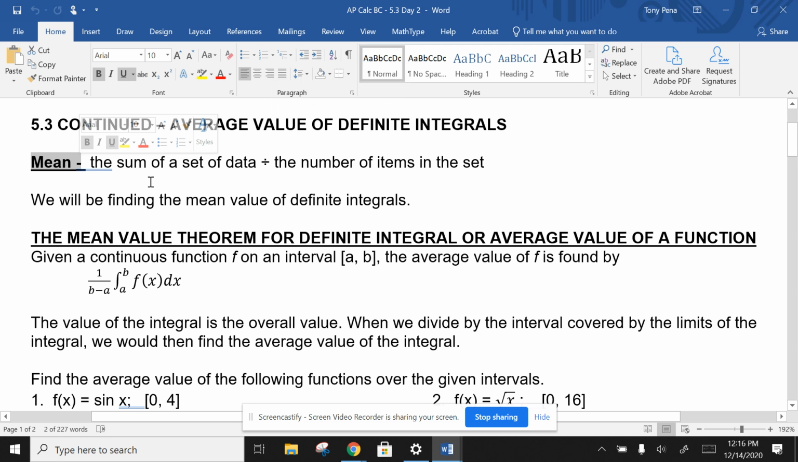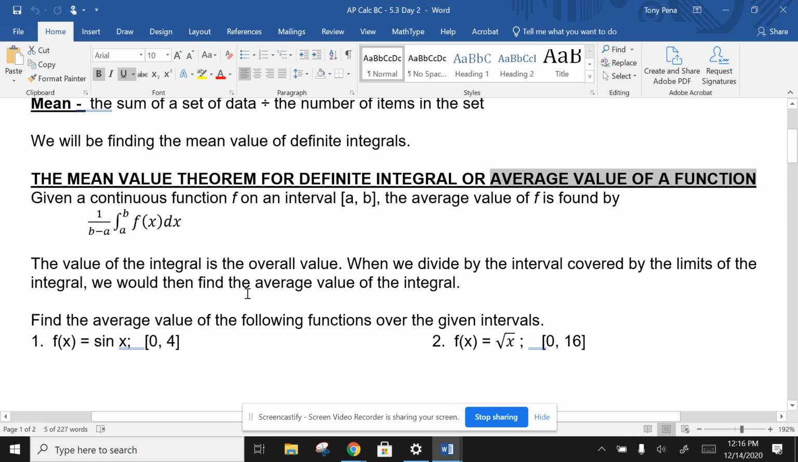So the word mean basically is your average. Typically what that means is you're going to add up all of your numbers in your data set and then divide them by the number of items in that set. Okay, old idea. This is actually somewhat similar. What we're going to be finding is the mean value theorem of a definite integral, the mean value theorem of a function. So what this really gets at is how can we find the average value of any function that we want over a certain interval.